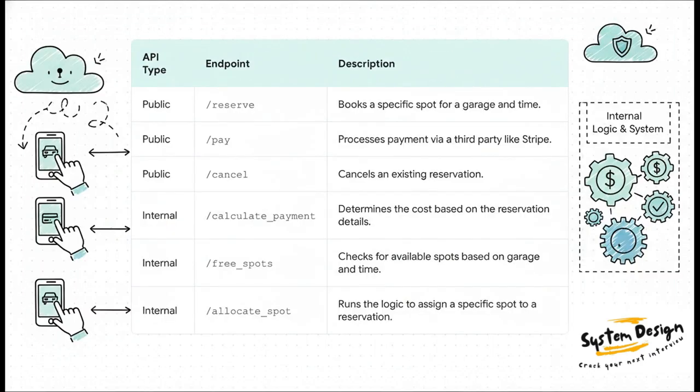And this table just makes it crystal clear. You see the public endpoints, /reserve, /pay, /cancel, super direct, user-driven actions. Then you see the internal ones that do the real work, /calculate payment, /free spots, /allocate spot. Keeping these separate is a great practice. It makes our whole system cleaner, more secure, and way easier to manage down the road.